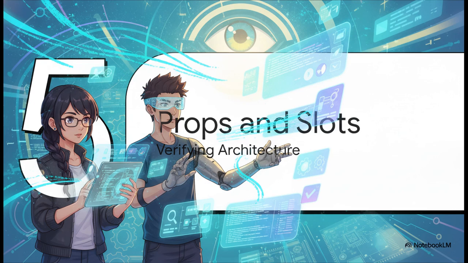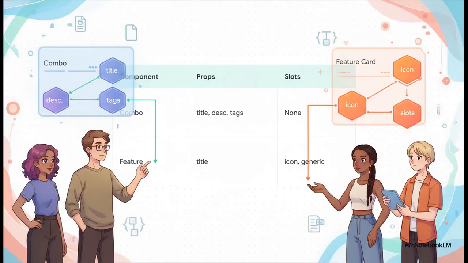Finally, section 5, verifying props and slots. AI isn't perfect, so our final step is rigorous code and UI review. When you inspect the output, you see exactly how Gemini handled the architecture. For the combo card, it cleanly mapped out props for the title, description, and tags. Super straightforward. But for the feature card, it was smart enough to recognize a much more complex structure.